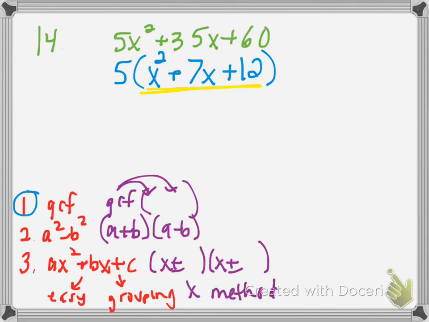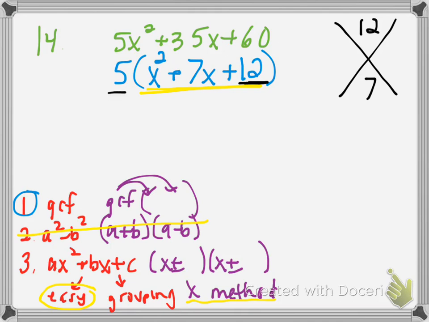use either method 2 or 3 next. Method 2 fails because in the parentheses there's 3 terms. So let's check for method 3. It is a trinomial. This would be the easy factoring method, building the x, where you're looking for what multiplies to the back number 12 and adds to the middle number 7. And again, you're ignoring the 5 here in front because that already got pulled out.